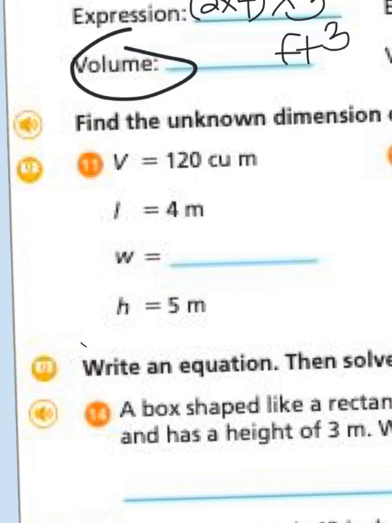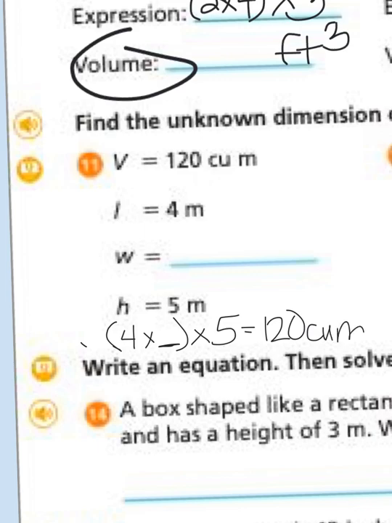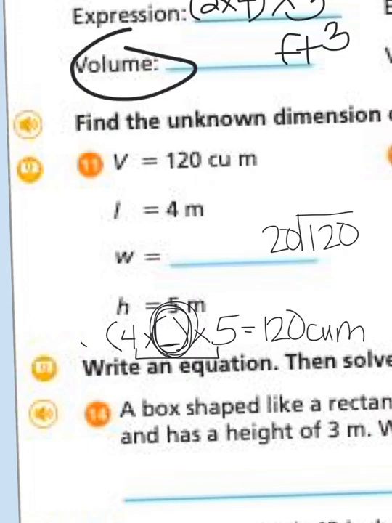So I'm going to write in my parentheses 4 times something times 5 equals 120 cubic meters. So you're going to think to yourself, well, I know that I can do 5 times 4 is 20, and then I can take 120 and divide it by that 20 to find that unknown amount. And then you would want to do that to figure out what the width of that equation is.